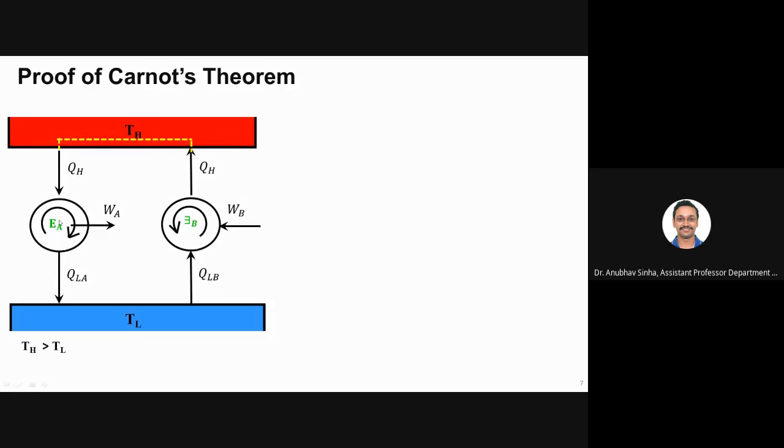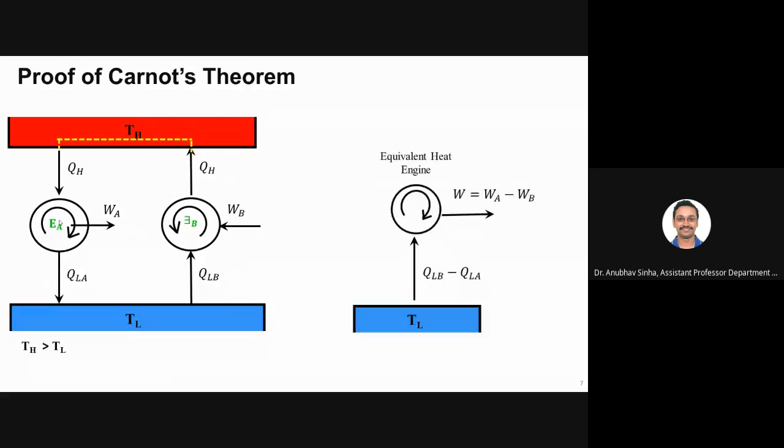So we can have an equivalent heat engine which is producing some work, WA minus WB, because WA is more than WB. That is what we discussed in the last slide. So this is positive, and it is giving some net work. Some positive work is provided by this equivalent heat engine, and the heat exchange is the difference between QL and QLB.